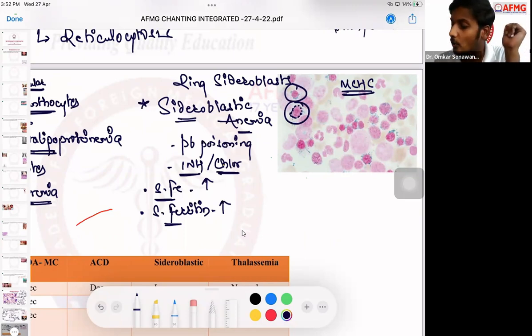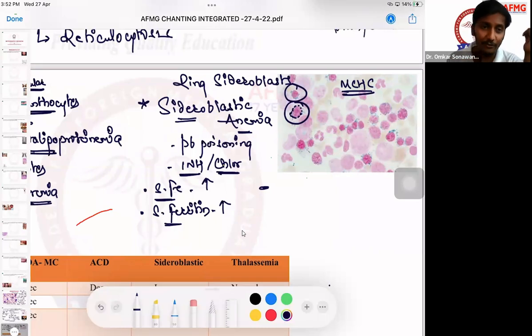Now, what is the stain used for iron? This is a one-liner from pathology. I hope all of you are quite aware. This is the integrated session, so I'll be covering every aspect of pathology, pharmacology, as well as medicine in hematology. Which is the stain used for iron? Very important one-liner, guys. Don't miss out on this.